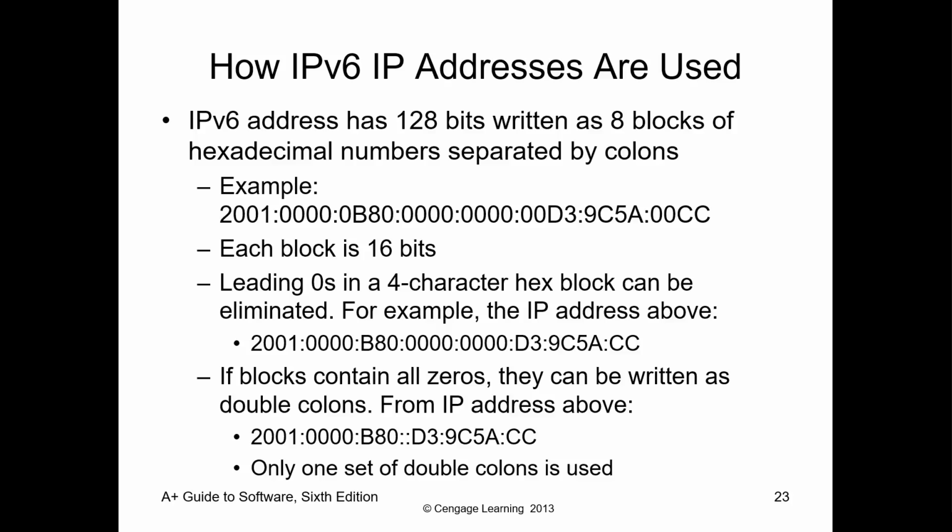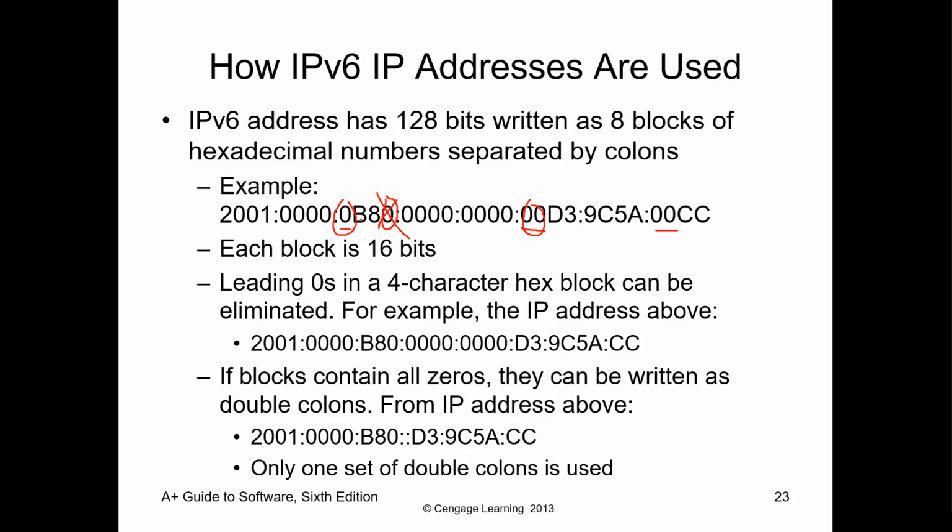So if we have the IP address 2010:000:B80:000:D3:9C5A:CC, what you do is they removed all of the leading zeros because if you have B80, you know you're missing one number. If you have D3, you know you have 2 missing preceding zeros. You only are allowed to do it at the very beginning, not at the end. Because if you removed the end zeros also, you wouldn't know if it was B800 or 00B8 or any other combination. So you're only allowed to remove the leading zeros.